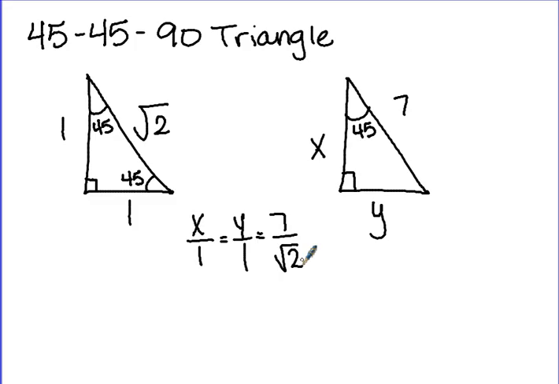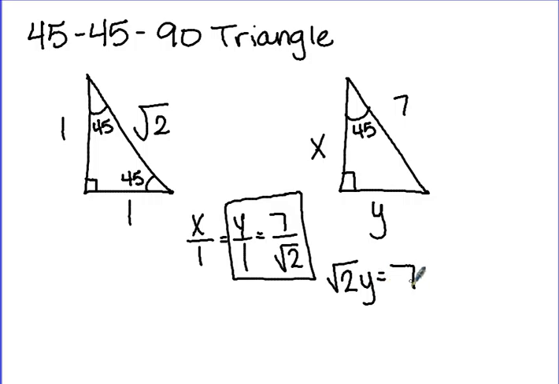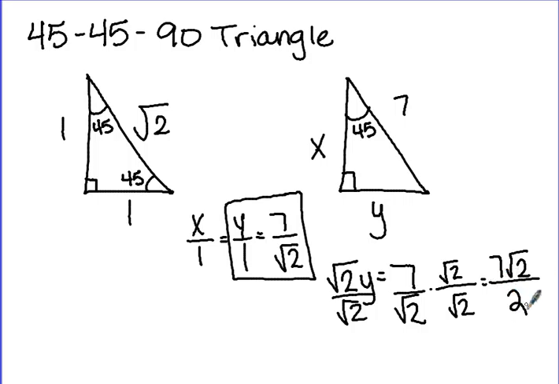We're just going to cross multiply and divide to solve. I'm going to use this proportion. I'm going to cross multiply root 2 times y and 7 times 1. To get y by itself, I divide by the square root of 2. Now, keep in mind, we cannot have square roots in the denominator. So we're going to multiply through by the square root of 2, and I get 7 root 2 over 2. So y is equal to 7 root 2 over 2. And we mentioned previously that x was equal to y, so x is also equal to 7 root 2 over 2.